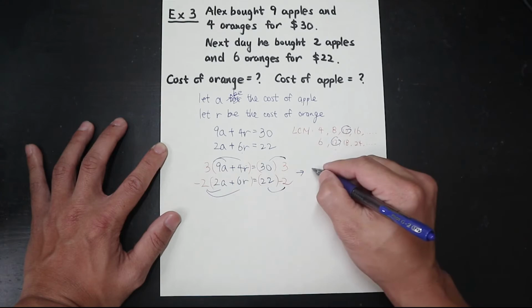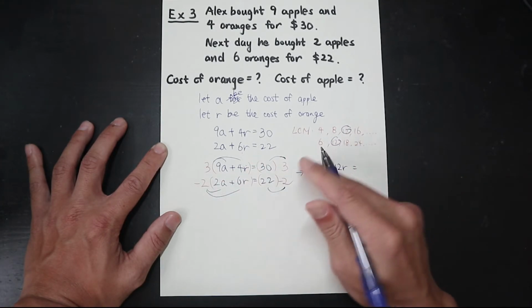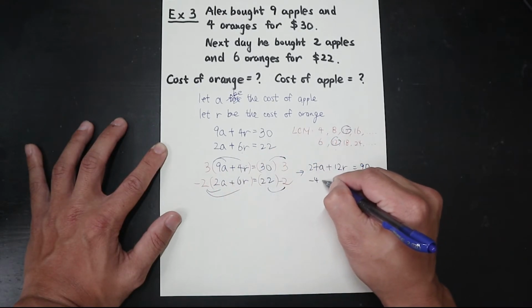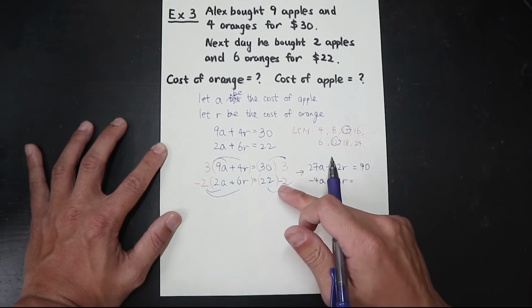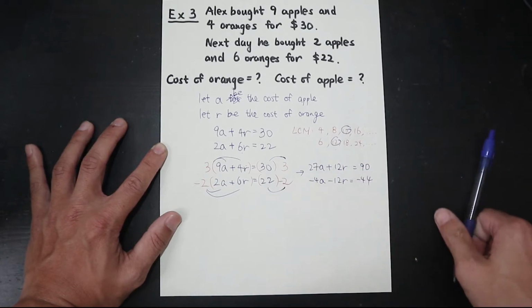So 3 times 9 is 27A. 3 times 4 is plus 12R. 3 times 30 is 90. Then negative 2 times 2 is negative 4A. Negative 2 times 6 is negative 12R. And negative 2 times 22 is negative 44. Hey, the 12s are opposite. I could add them now.